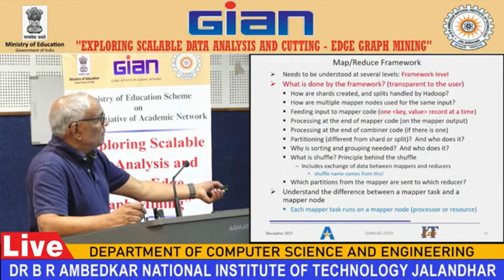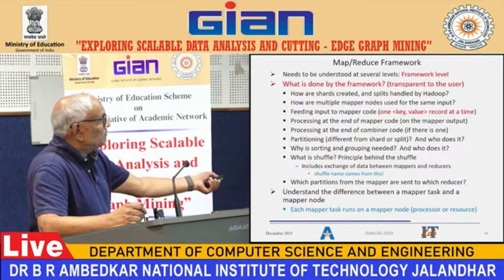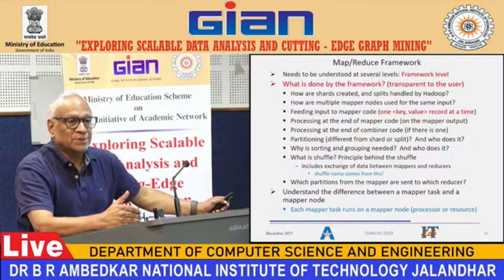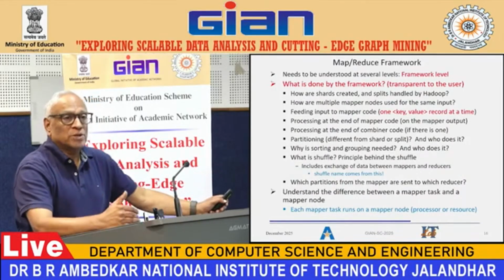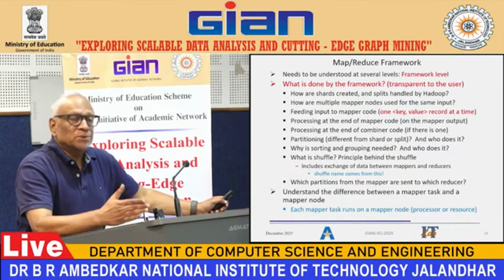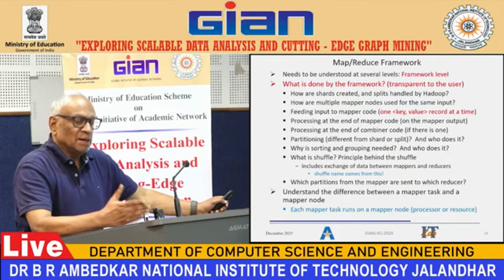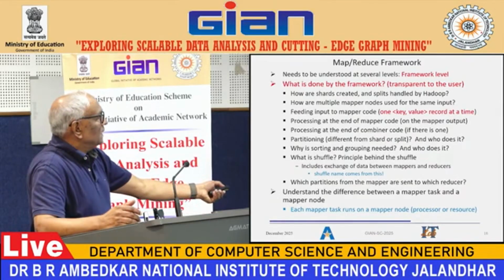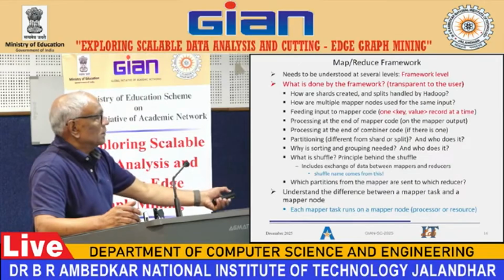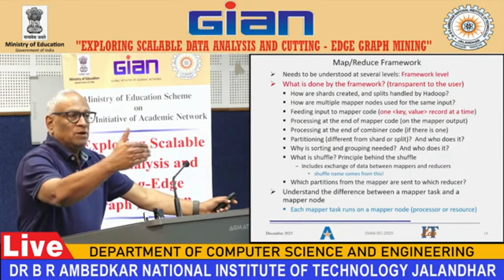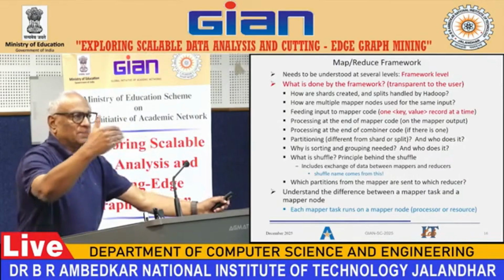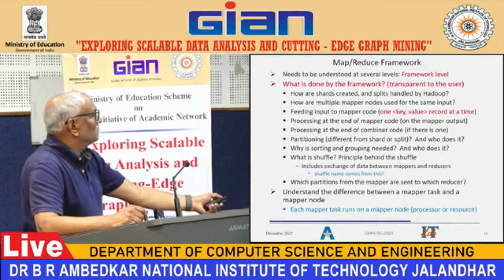Processing at the end of the mapper code on the mapper output. So framework does a bunch of processing after the map method is run on the output of the mapper. So you need to understand what it does, how it does, and why it does. Processing at the end of the combiner code, if there is one. So at the end of mapper, there is something that happens. If there is a combiner, something happens at the end of the combiner.